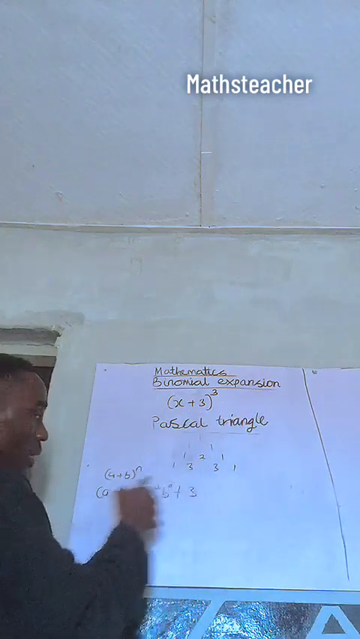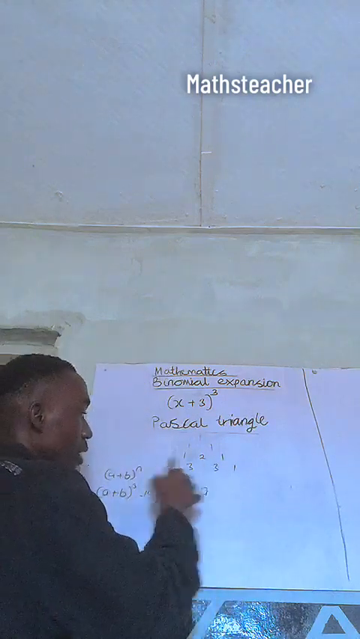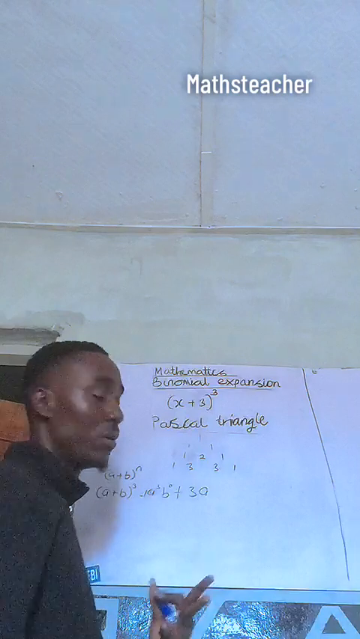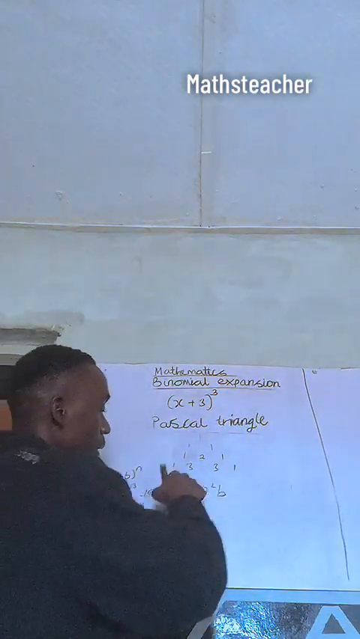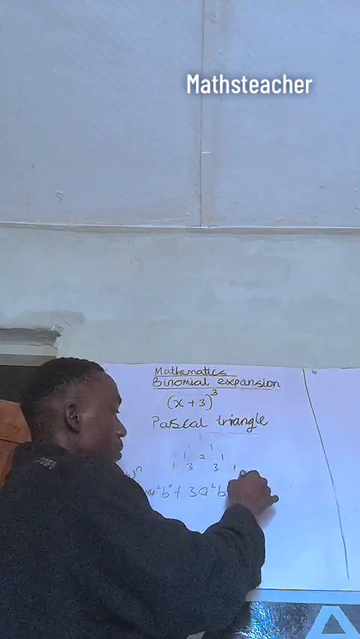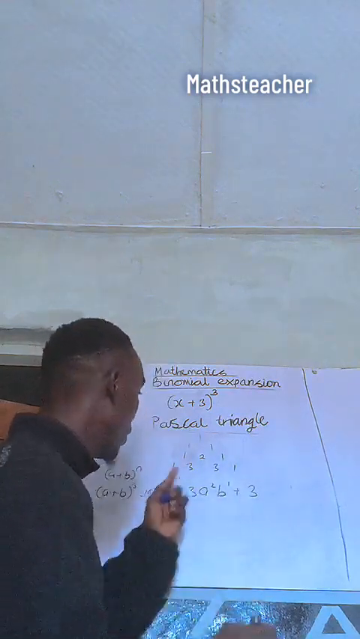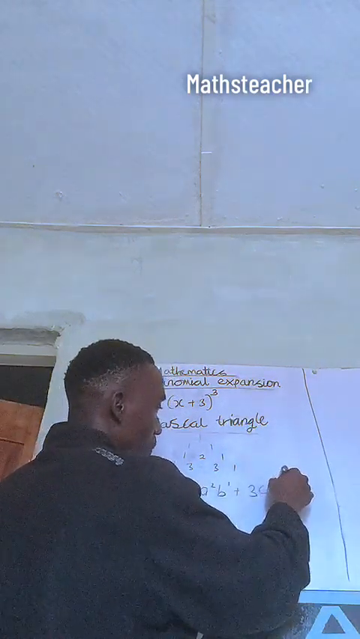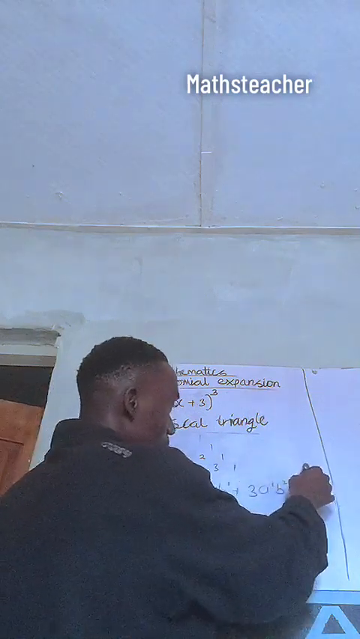Bring down this 3. The power of a reduces, don't forget. Then we have a raised to power 3 minus 1. It reduces by 1 and the power of b increases by 1. So 3 minus 1 gives you 2. Then the power of b becomes what? 1, 1 plus 0. And the next one is 3. The power of a is reduced, don't forget, then we have a raised to power 1, then b increases to 2. After which we bring down 1, that's the last one.